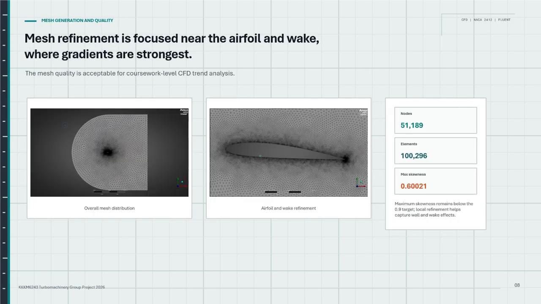Mesh refinement is focused near the airfoil and wake, where gradients are strongest. The mesh quality is acceptable for coursework level CFD trend analysis. This photo shows the overall mesh distribution, then the airfoil and wake refinement. Notes: 51,189 nodes and 100,296 elements, and the max skewness is 0.60021. Maximum skewness remains below 0.9. Targeted local refinement helps capture wall and wake effects.